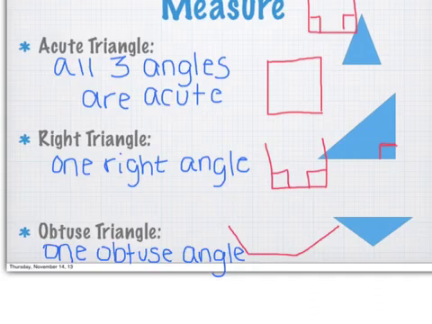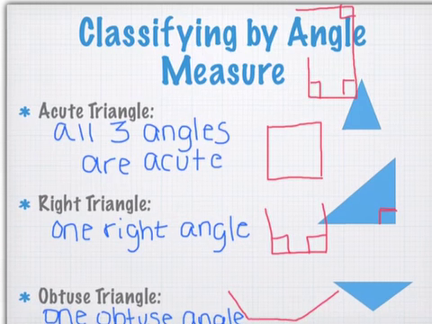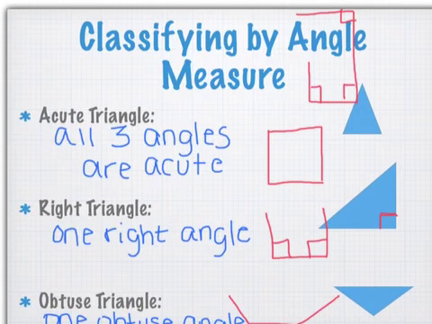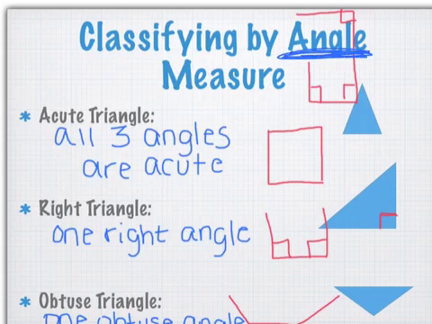Good with those words? So again, that's if I tell you to classify by angles. When you're doing your homework tonight, it's going to be very important that you read the directions, because sometimes I'll ask you to classify by sides, and I'll get people saying acute. Acute is not talking about sides, it's talking about angles.